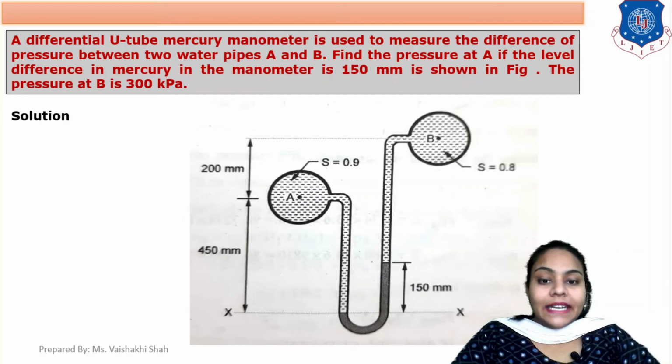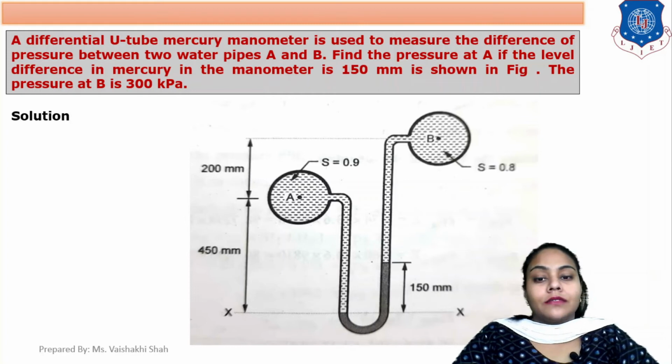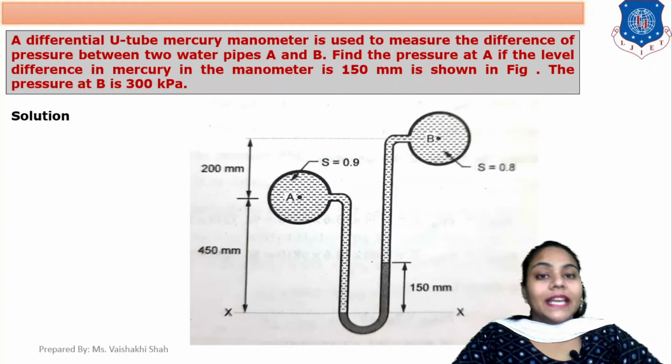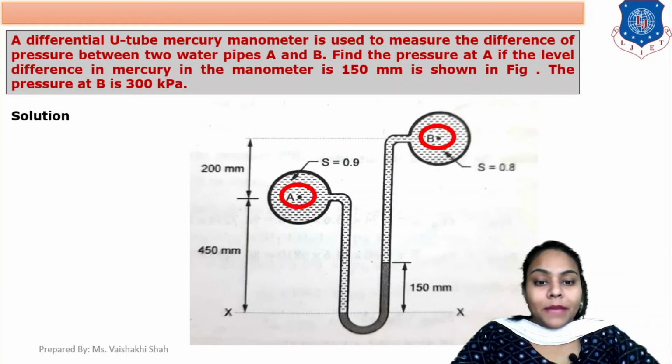Now in the data, the difference between pipe A and B is 200 mm, which is given to you, the height from A to the XX axis is 450 mm, and the rise of mercury is 150 mm. Those things are given in the data. Now we have to find the pressure in pipe A. So here PA is your unknown. This is your pipe A, this is your pipe B, and this is the rise of mercury, which is 150 mm.